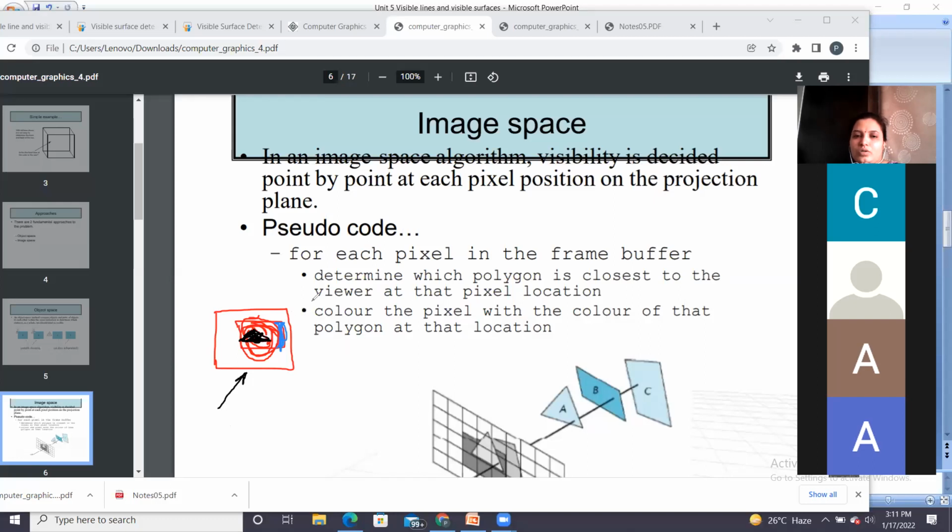Okay, so what it will do, what is the pseudocode for it? For every pixel in the frame buffer, now in the frame buffer what am I going to display? A picture which is overlapping in nature.